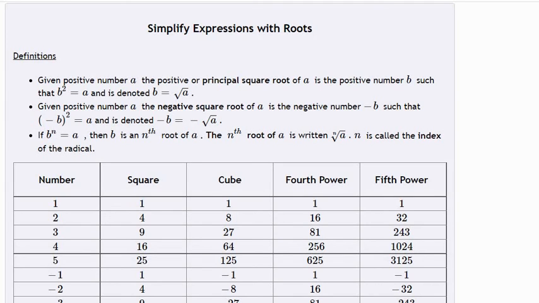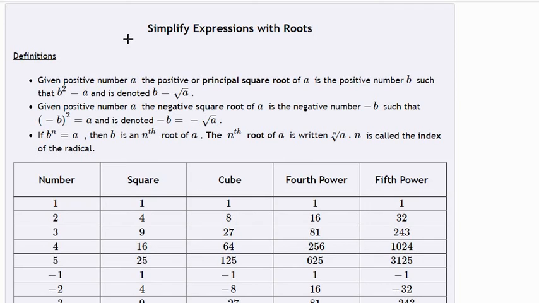Okay, simplify expressions with roots. But first, let's look at some definitions here. The first one: given a positive number a, the positive or principal square root of a is the positive number b such that b squared is equal to a, and is denoted b equals the square root of a.